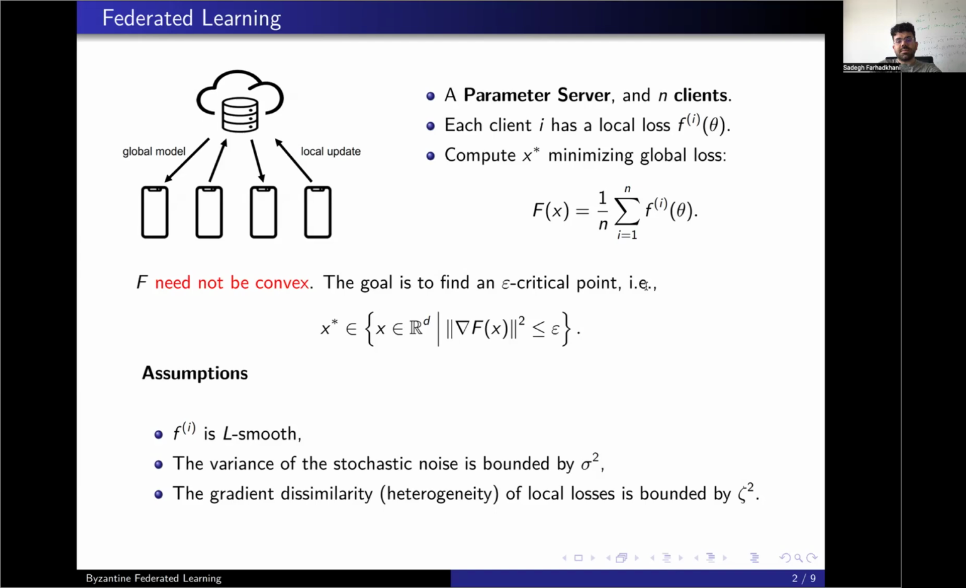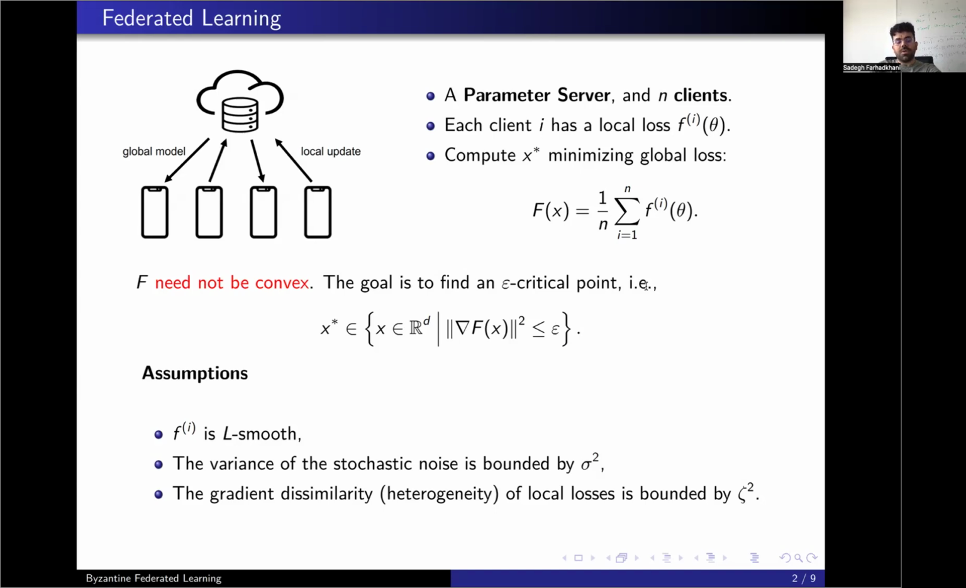Each client has a local data set, and a loss function f_i of theta can be defined on the local data set of client i. And the goal is to minimize a global loss function, which is simply the average of all local loss functions that we have for all clients.